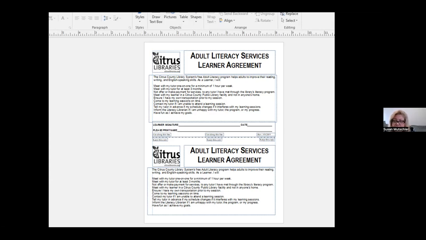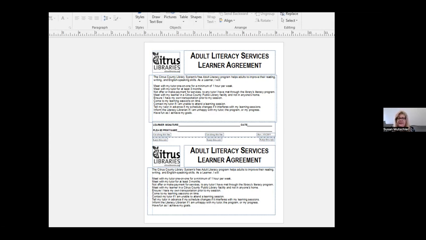So the programs out there, is anybody using anything like a tutor agreement or a learner agreement currently? That last one you mentioned about the 3 months, I can't read what's on the slide. Is it at the bottom? Oh, it's actually second. The first one is meet with my tutor 1-to-1 for a minimum of 1 hour per week. And then the second one is meet with my tutor for at least 3 months.